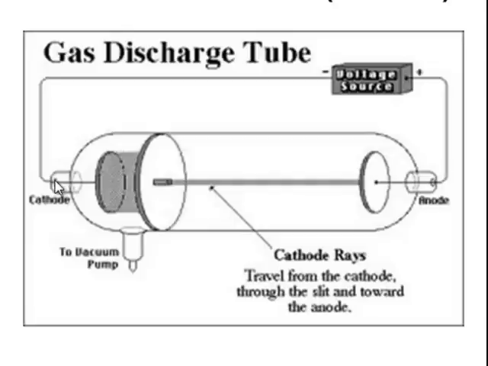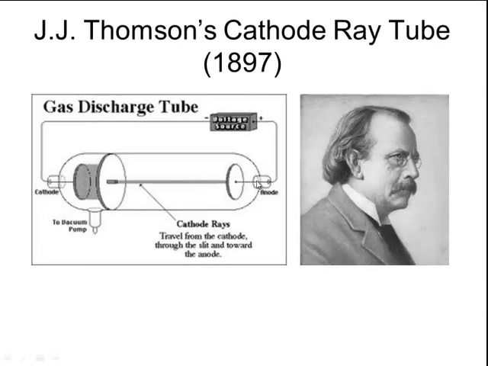Because those light rays move away from the negative end, J.J. Thomson proposed that the light rays were made up of a negative particle, because they moved away from the negative end and they were attracted towards the positive end, or towards the anode of the cathode ray tube.